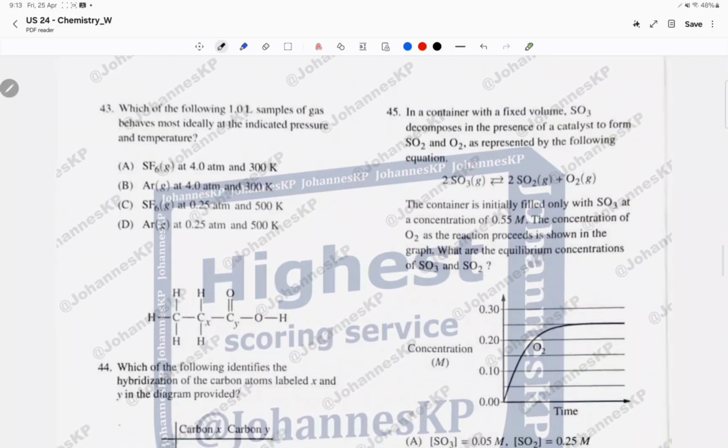Question 43. Most ideally, you want to have the least molar mass, right? We're looking at that. And so that's not going to be A, that's not going to be C, it's going to be argon. And to behave the most ideally, you want to have the most temperature, you want to have the least pressure. So the most temperature and the least pressure, which is choice D.